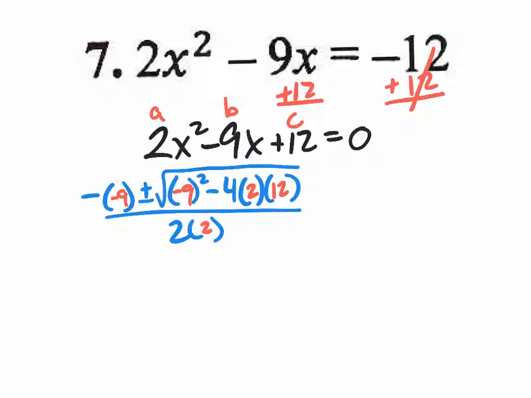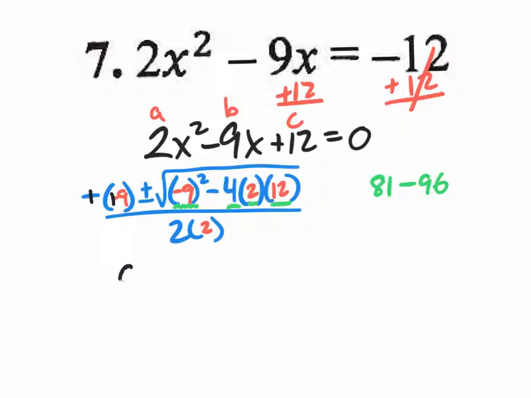Working on our discriminant, negative 9 squared, negative 9 times negative 9, that's 81. And then over here, 4 times 2 is 8, 8 times 12 is 96. And of course we have a minus sign if we didn't call it a negative 4. So that's negative 96 or minus 96. So we have 81 take away 96. That's going to be a negative number. I already know there's going to be no solution. But let's continue working here.